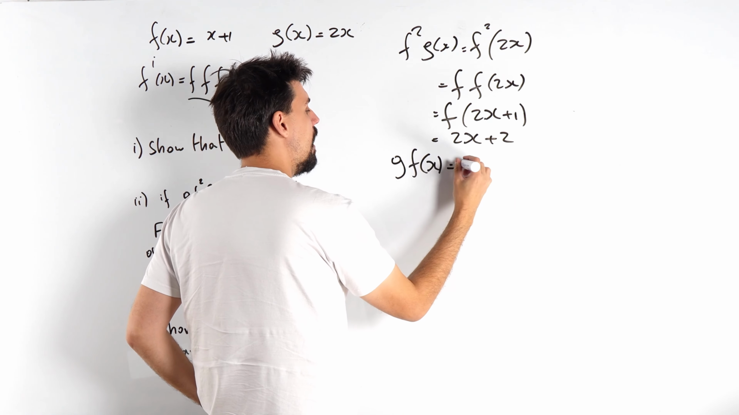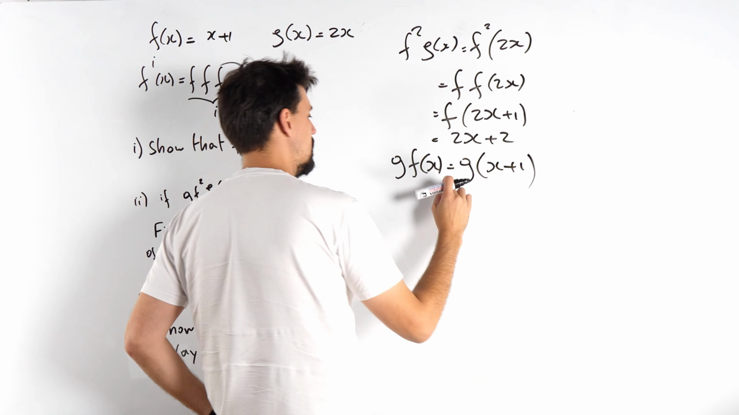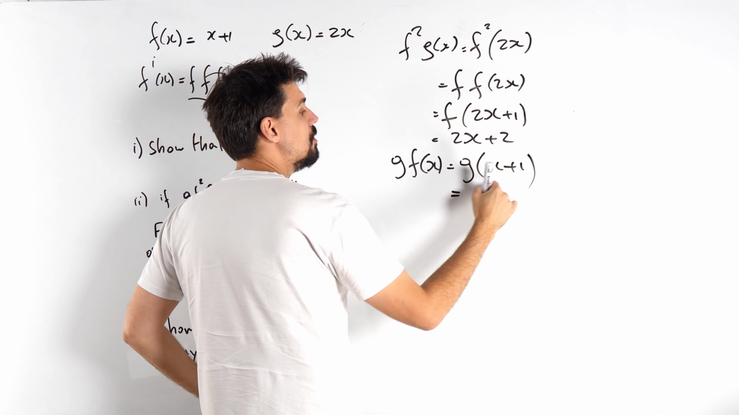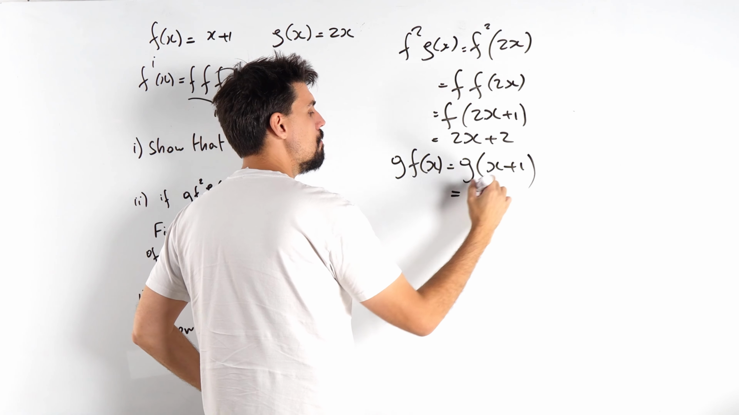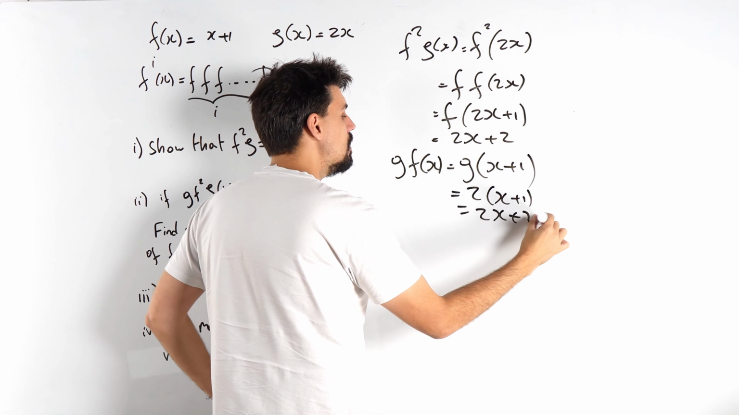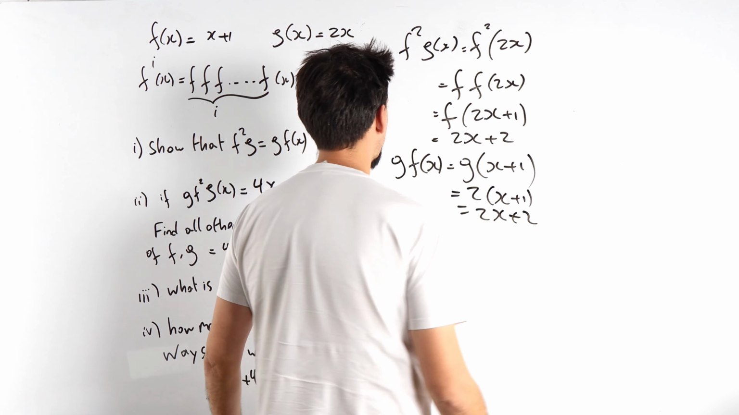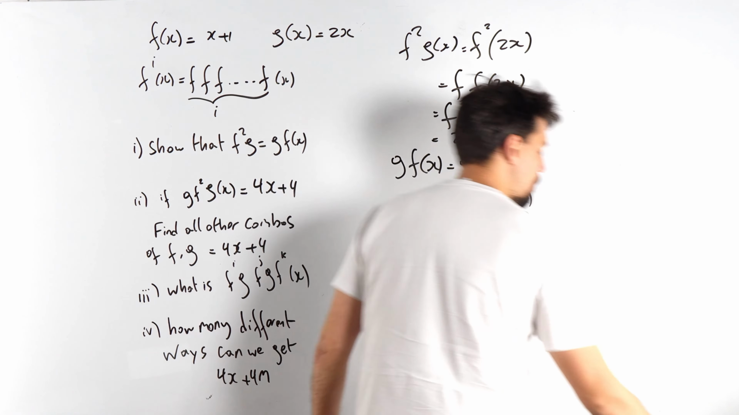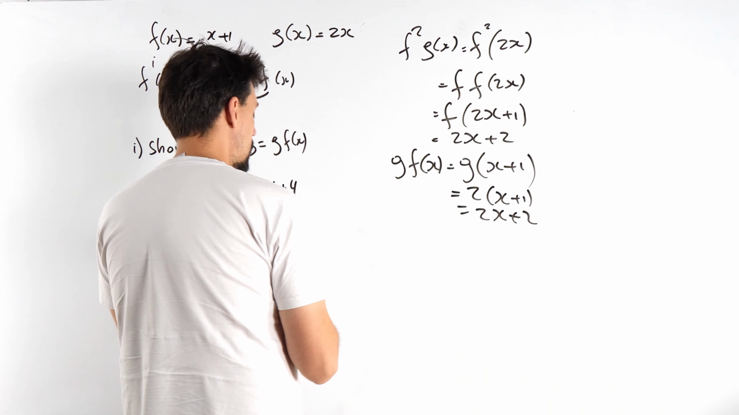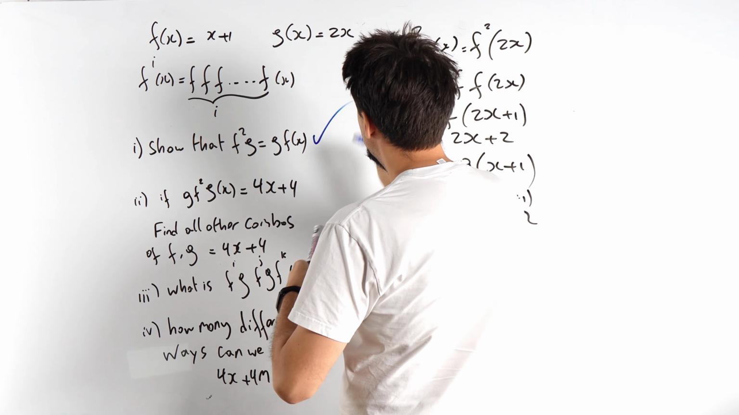g of f of x is g of x plus 1, because f of x is x plus 1. We take our input, we add 1. And g of x plus 1, g tells me to take my input and double it to get 2x plus 2. Nice. Okay, we are going to keep erasing as we go to keep up with a little bit of space. So check 1, done. Let's give ourselves a nice satisfactory kuskadoosh.